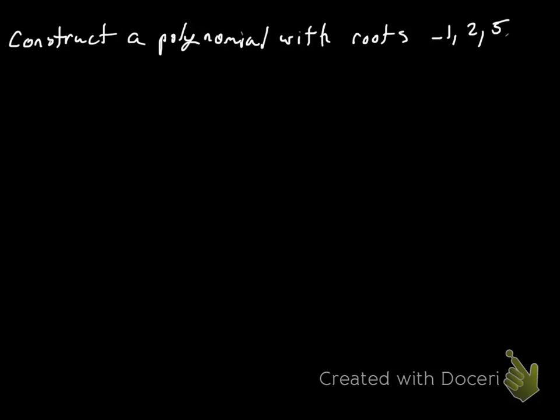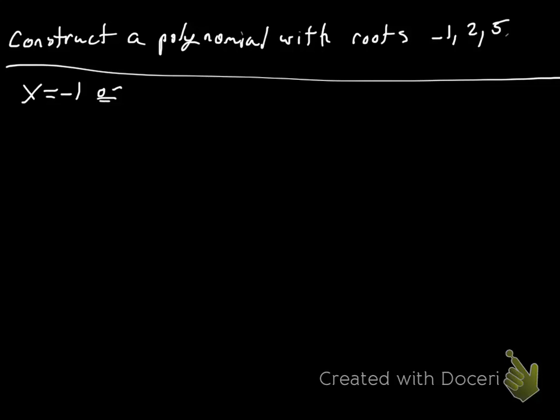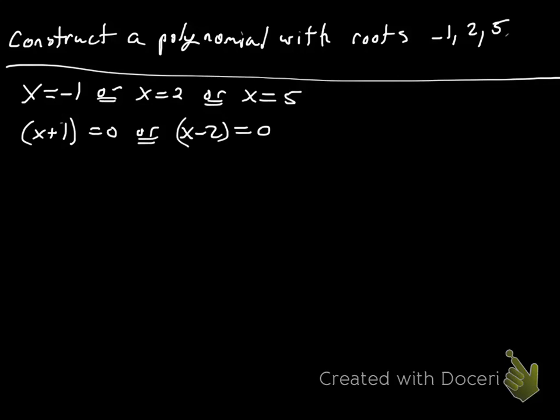So it's kind of like we work backwards and we start with our answer of x equals -1, or x is 2, or x is 5, and we're going to work our way backwards. So instead of solving for x, we're going to work backwards. If I add 1 to both sides, I'll get x plus 1 is 0. And then if I subtract 2 from both sides, I'll get x minus 2 is equal to 0. And then finally, if I subtract 5 from both sides, I'll get x minus 5 is equal to 0.